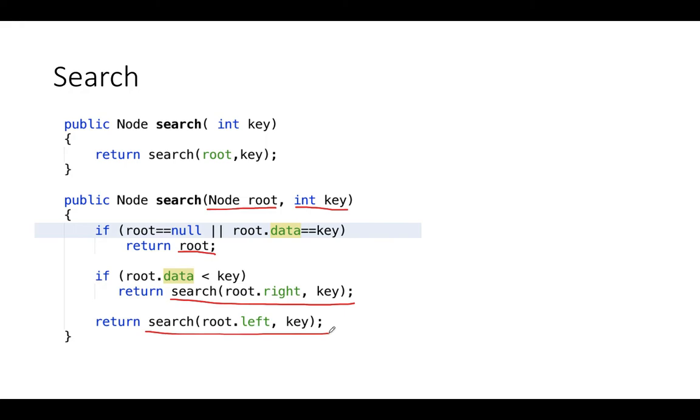And again, it's a recursive method. So the main method will be public node search with a key, and it returns search for the root. So for this method, we don't tell the root, we just say we are searching for a key, but here we are calling this method with the root.